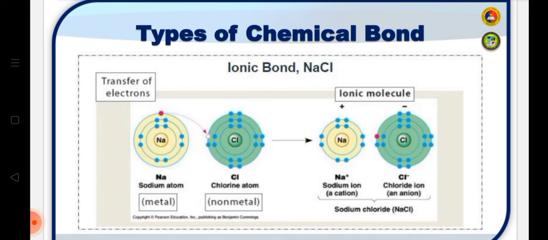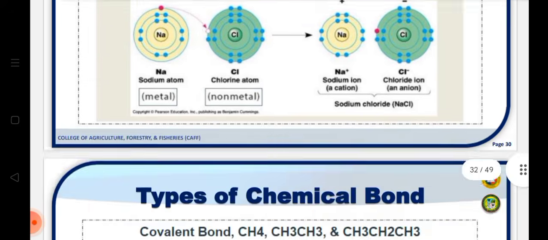Okay, whenever there is ionic bonding, there is a transfer of electrons, meaning loss of electron and gain of electron. The one that loses an electron becomes a positive ion or cation. The one that gains an electron becomes an anion or negative ion.